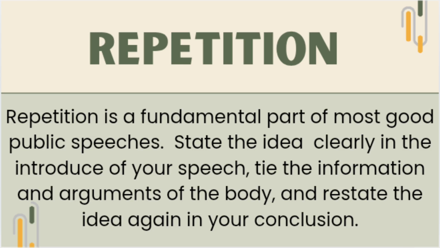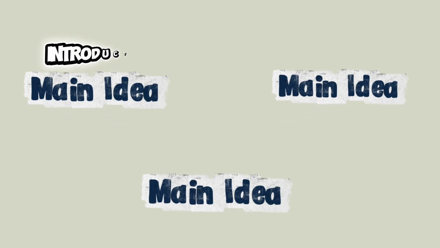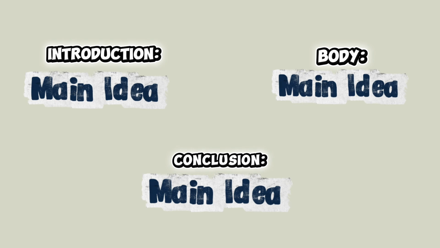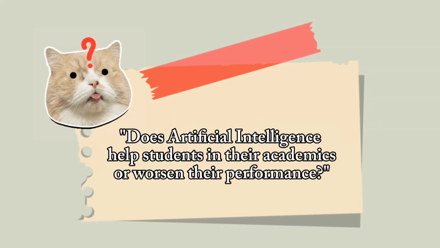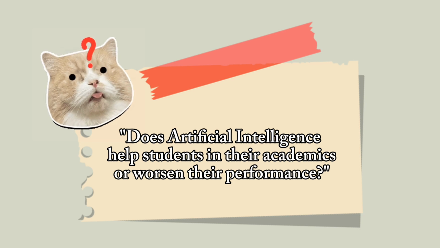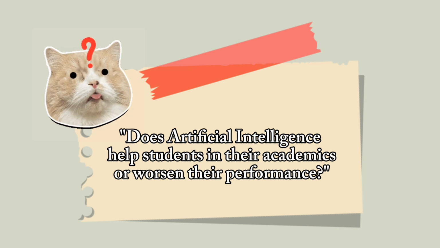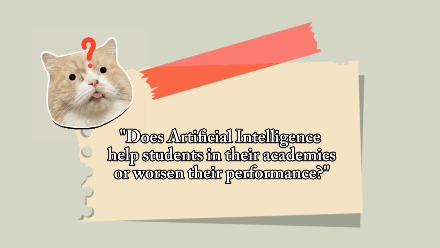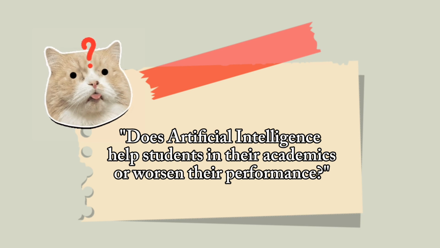First is repetition. You don't need to repeat every word, but you should reiterate your main idea in 3 parts of your speech, such as the introduction, the body, and the conclusion. For instance, the question is, does artificial intelligence help students in their academics or worsen their performance? You need to clearly state your stand in the introduction, reinforce it in the body, and restate it in the conclusion to remind your audience of your position and what you are advocating for.